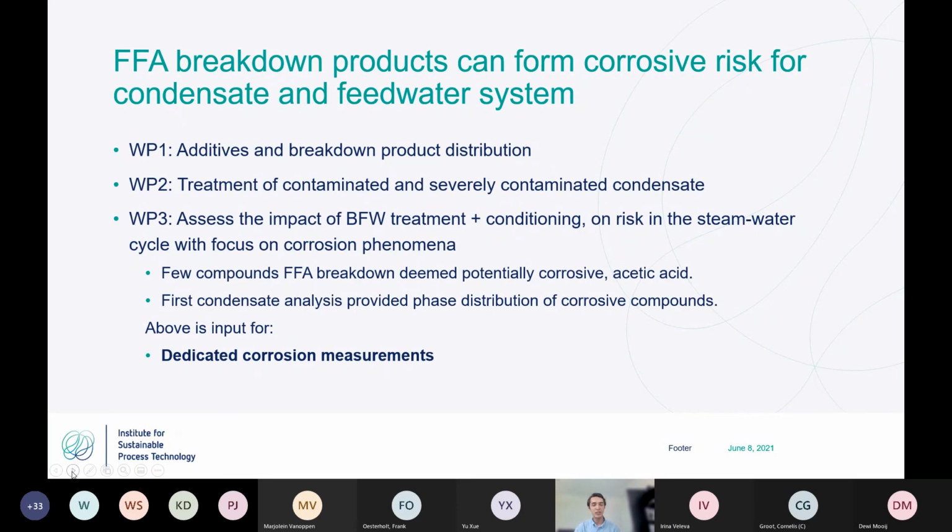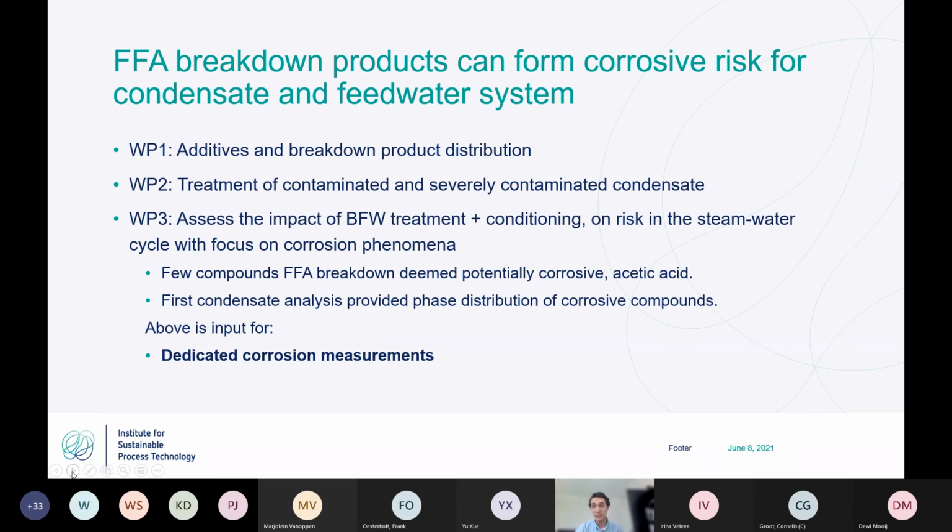So therefore, we want to assess the corrosion caused by FFA with dedicated corrosion measurements. But first of all, I would like to tell something more about corrosion. There are various types of corrosion possible within the water steam cycle. In short, a metal is not stable within an aqueous environment. It wants to corrode or dissolve into iron ions or into an iron oxide. And this iron oxide can again form a protective layer, but more about that later.